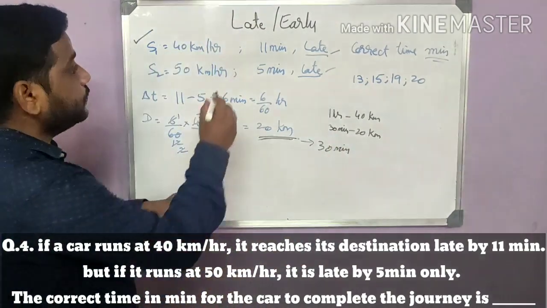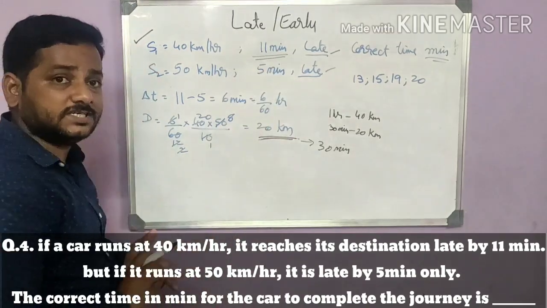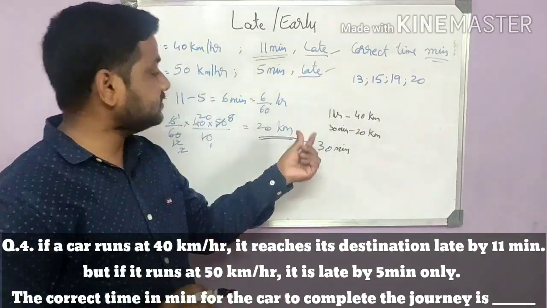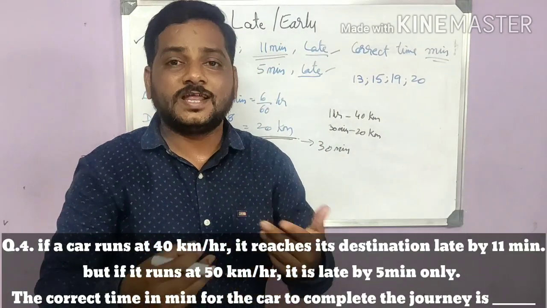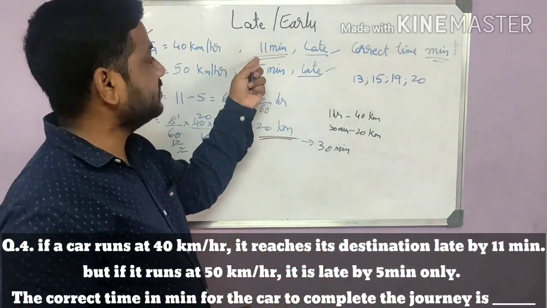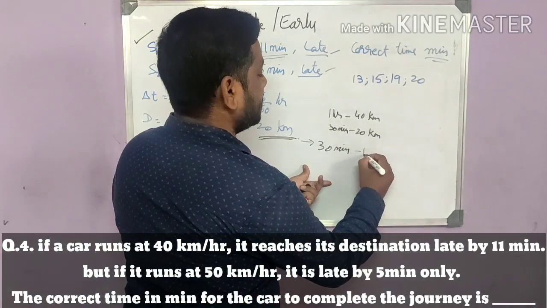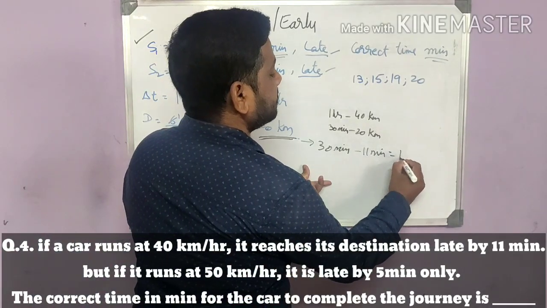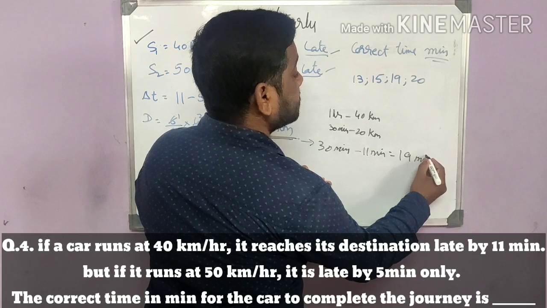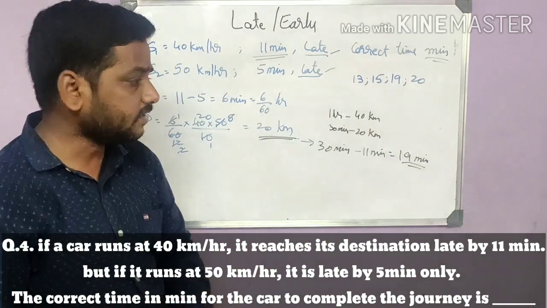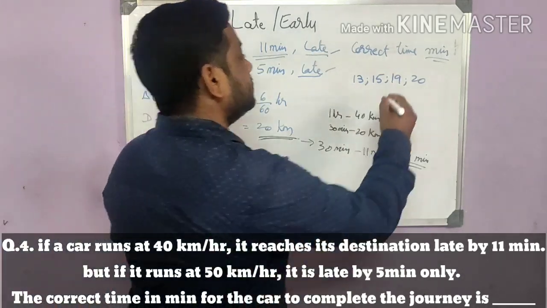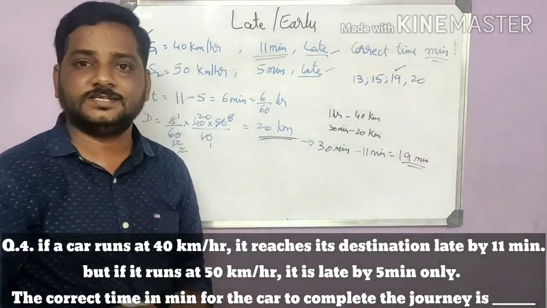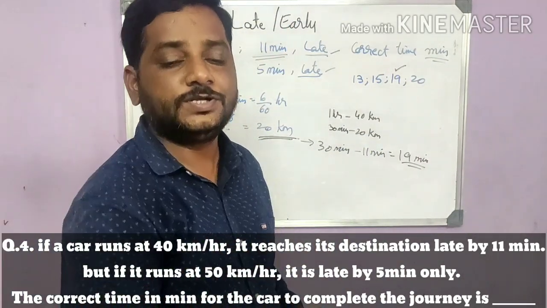But don't forget, it is mentioned in the statement that it reaches in 30 minutes, but it is late by 11 minutes. So what is the actual time now? It is late by 11 minutes, which means 30 minus 11 minutes. That will be 19 minutes. So 19 minutes is the actual time to reach the destination, right? So the option here is this one, 19. So this is how you need to solve the problems.